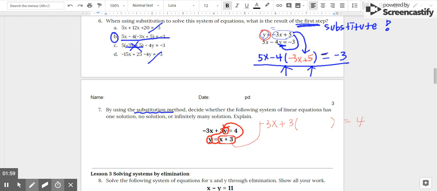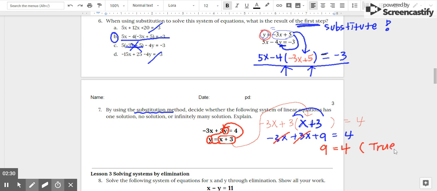So now you can replace this for y. So I'm going to just put x plus 3. And let's simplify this. Negative 3x plus 3x and plus 9 is equal to 4. So everyone said that negative 3x plus 3x is going to be 0, and 9 is 4. Is it a true statement or a false statement? It's not true. 9 is not equal to 4. So it is a false statement.